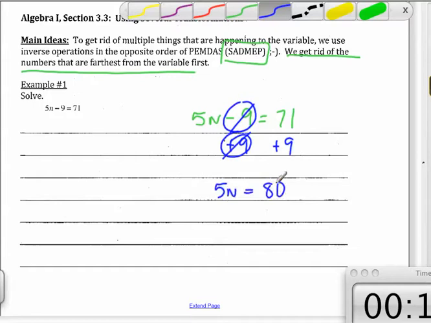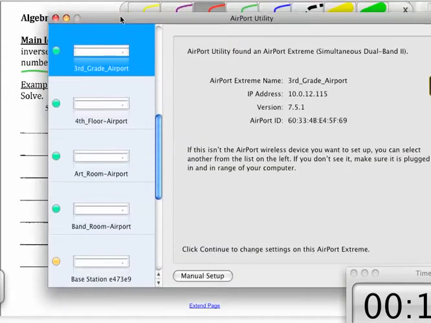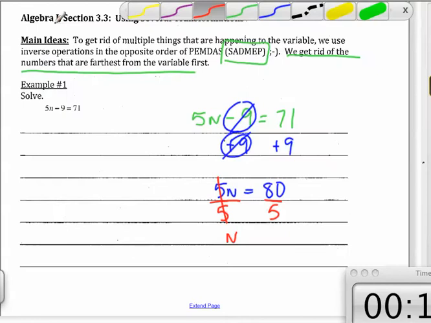Okay, now Ben, what's the next thing that I want to do? I don't want to multiply by 5, because if I do that, that's going to give me 25. Right, I want to divide. I want to undo it, right? So divide both sides by 5. The 5's cancel, I'm left with n. On this right side, what do I get? 16. n equals 16.